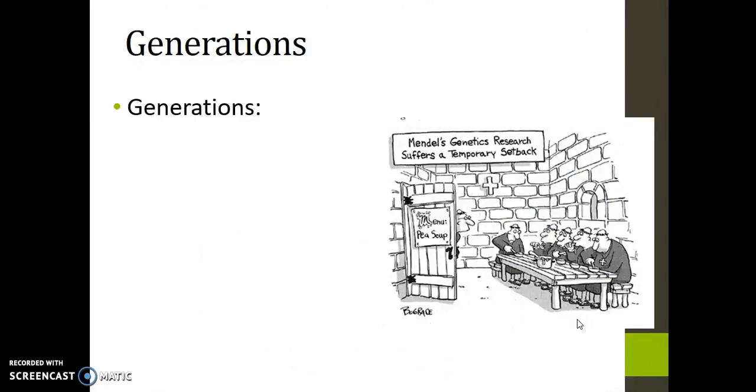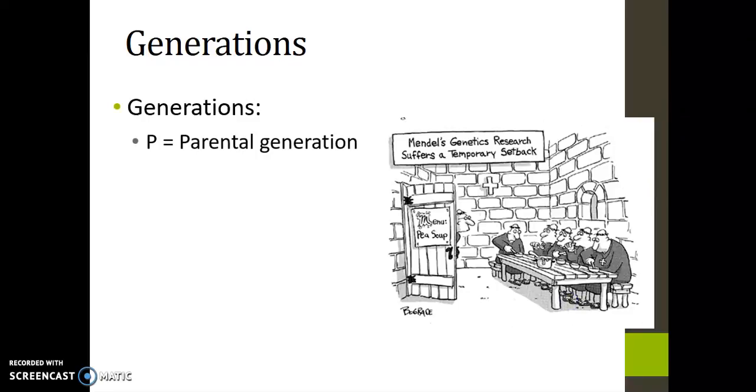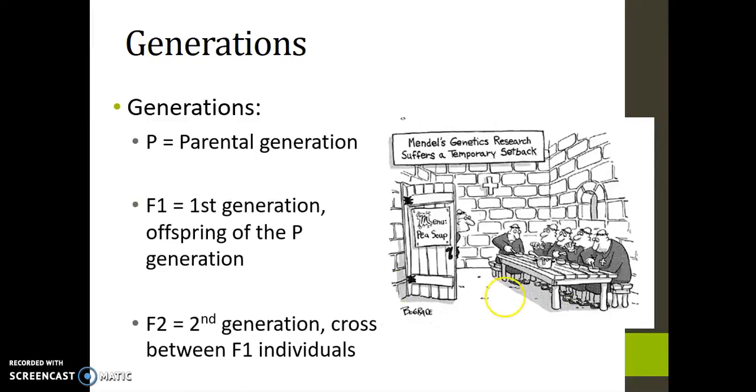Okay, so something to understand when we're talking about genetics now are the generations. So you'll typically see a P, and that stands for the parental generation. That's the very first generation. Then you'll see an F1 generation, which is the first generation. These are the offspring of the P generation. The offspring of the F1 generation are the F2 generation, and this will actually typically be a cross between two F1 individuals.